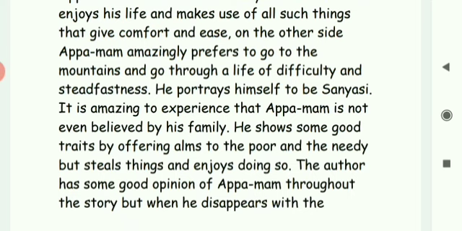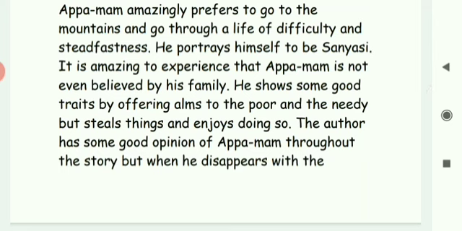He shows some good traits by offering alms to the poor and needy, but steals things and enjoys doing so. Now, what Appa-Mam is doing, sometimes we find that there are some good characteristics associated with Appa-Mam, by giving alms to the poor and helping the needy people. But from another side, we feel sorry when we find that he steals things and enjoys doing so. He doesn't have any remorse over the things which he took out from the home.